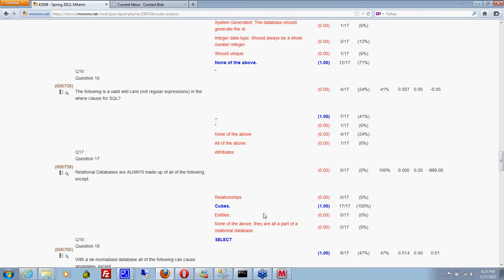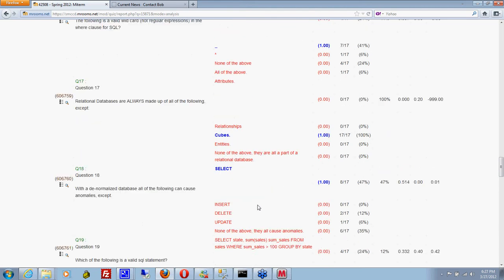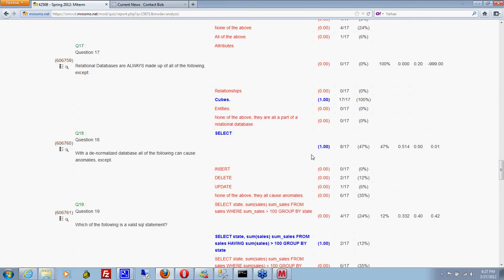Relational databases are always made up of the following except, and you all got that one right. 100% got that one right. Yeah, cubes are part of something called data warehouses, but they're not part of databases. And which does not cause an anomaly. Anomalies have to do with updates, inserts, and deletes. So selects don't change data, so they do not cause anomalies. And only a little less than half got that one right, which is a little surprising. So anyway, that's that one.